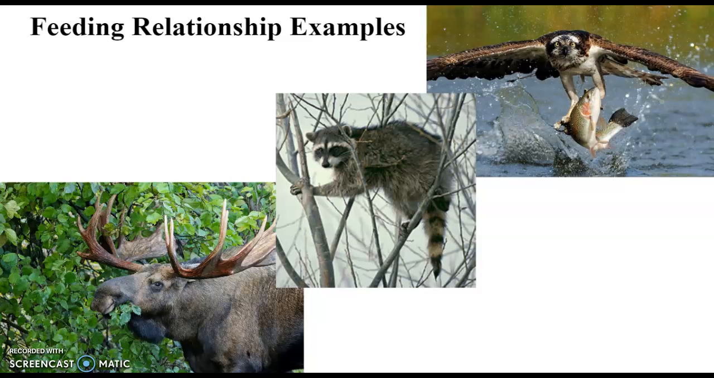Feeding relationship examples. You are familiar with, I think, almost all of these. We have the osprey taking this fish out of the water, predator-prey, so predation. And if it's killing and eating another animal, it is a carnivore. Then you have this moose chewing on leaves, herbivore. And raccoons, well, they like meat, but they also like plants. They eat a little bit of both. They're omnivores.